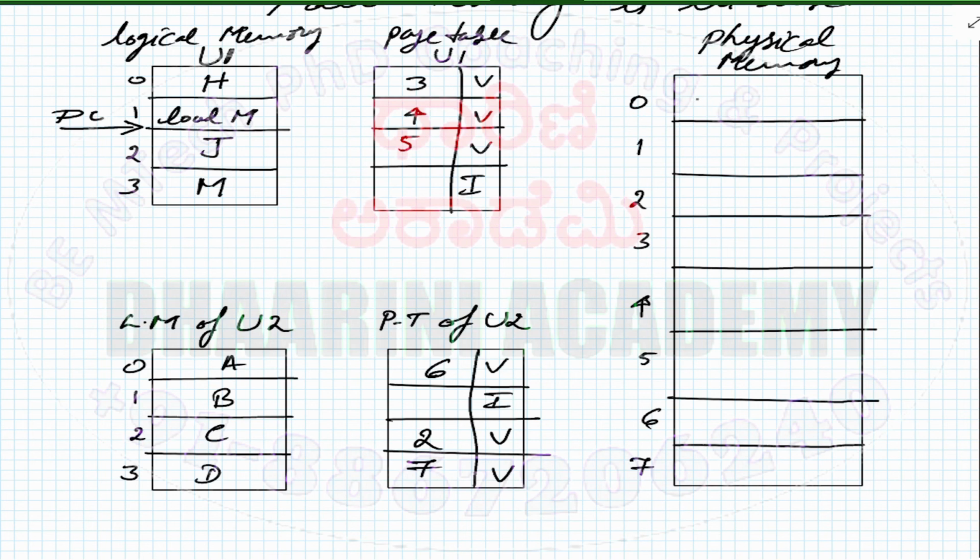So let's write this. 2 should be, let's say this is D, then 3 should be, let's say H, then this should be load M. So this is say J, this is A, this is E. All right.